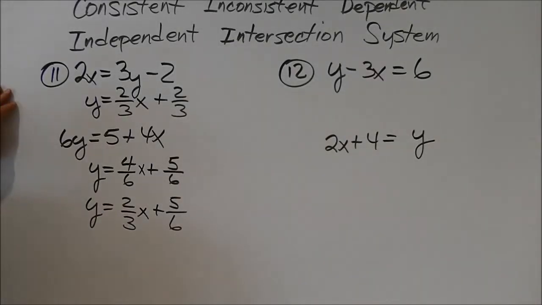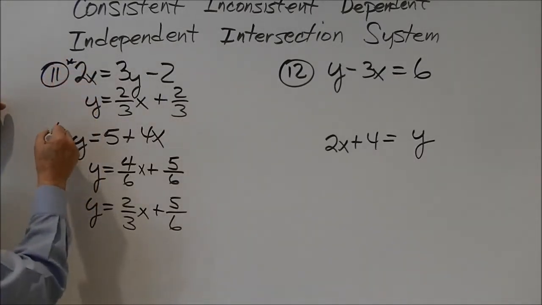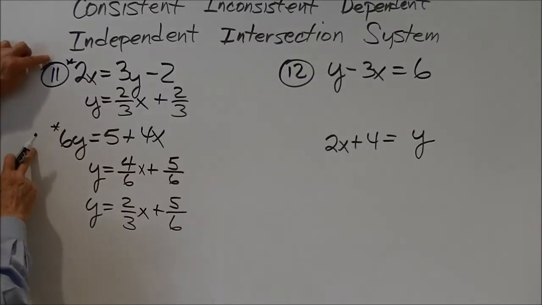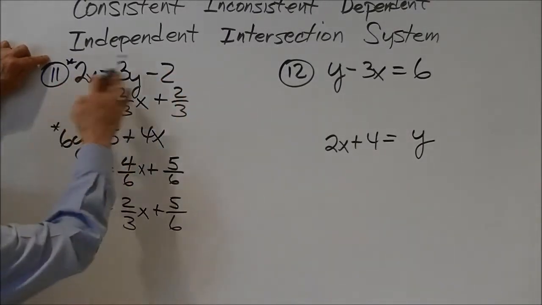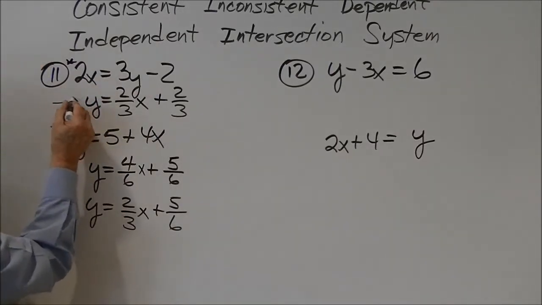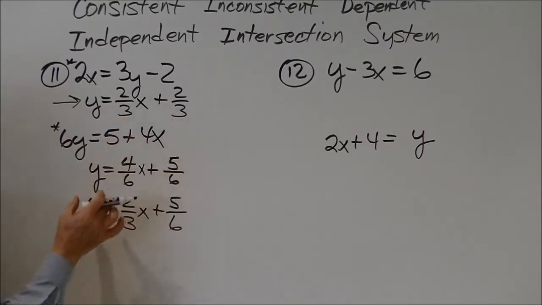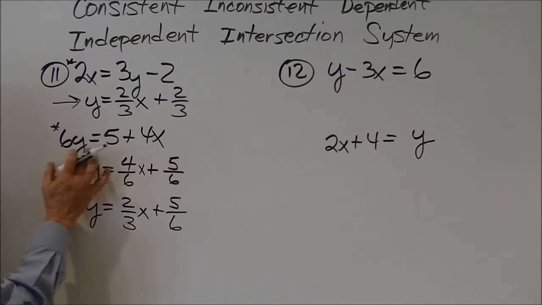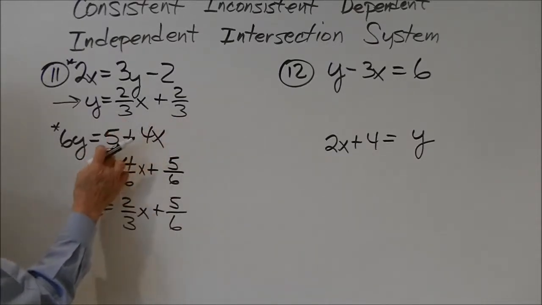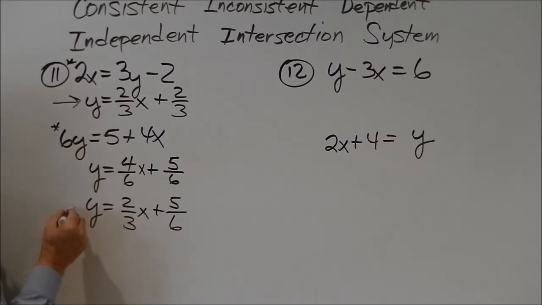As we do number 11, this is my original equation here. These were our initial system of linear equations. What I did to this one is I solved for y, putting it in slope-intercept form. And then this equation, it's a little bit in slope-intercept. I reversed these. I had to divide by 6. I got this, and this is my final equation in slope-intercept form.